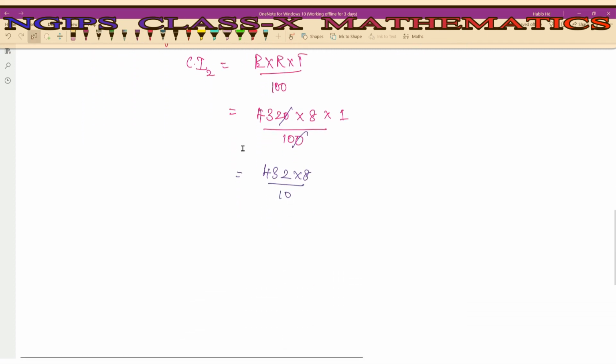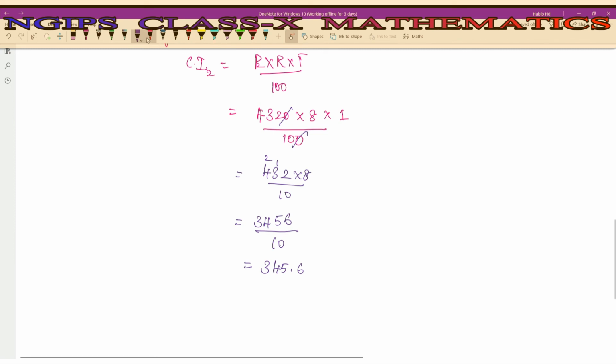Now we need to multiply this. 8 2s are 16, 6 remainder 1; 8 3s are 24 plus 1 is 25, 2 remainder; 8 4s are 32, plus 2 is 34. So we get 3456 divided by 10. We need to keep 1 decimal place, so 345.6. So this is the second year compound interest.